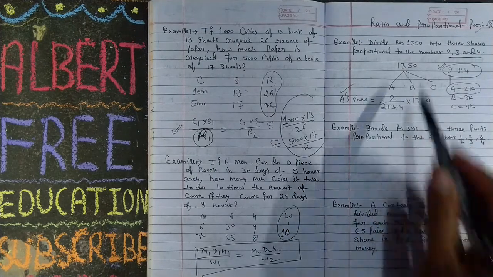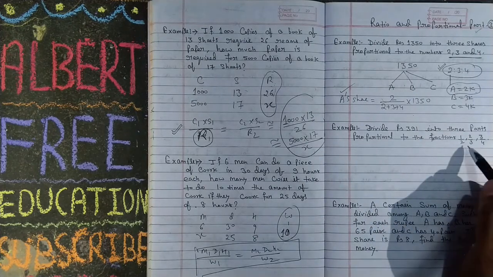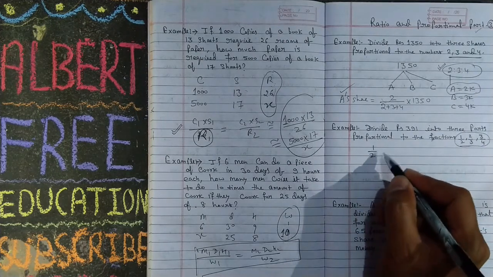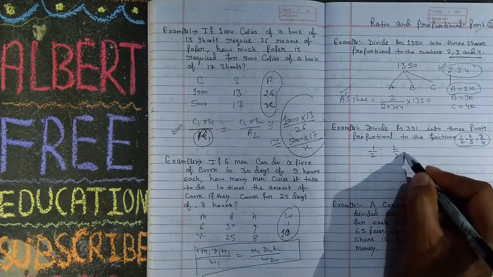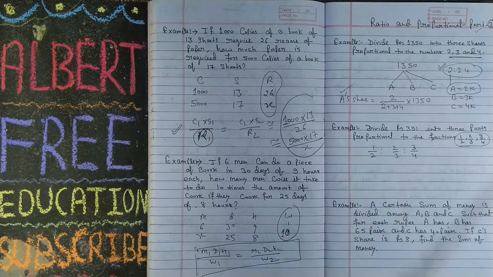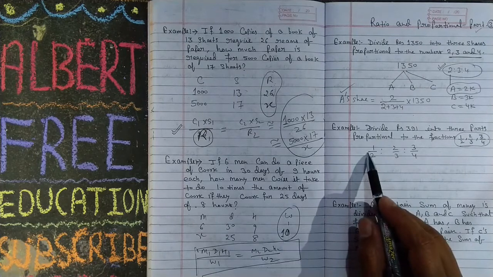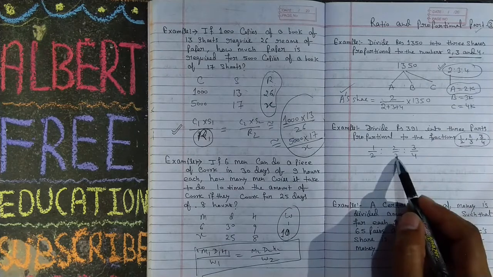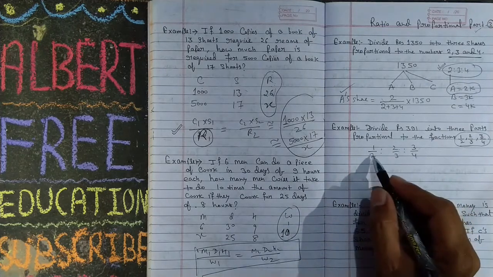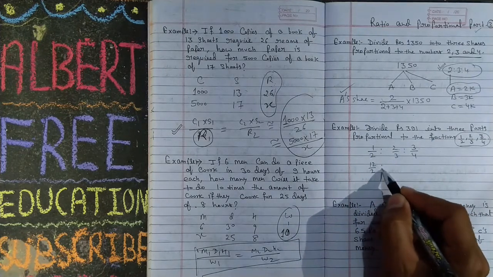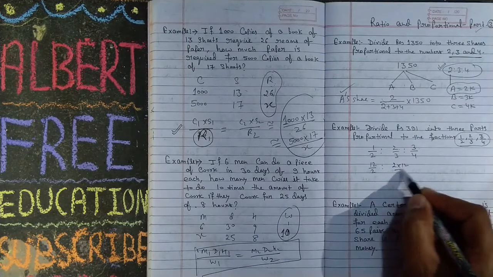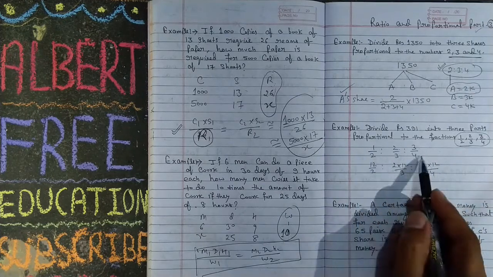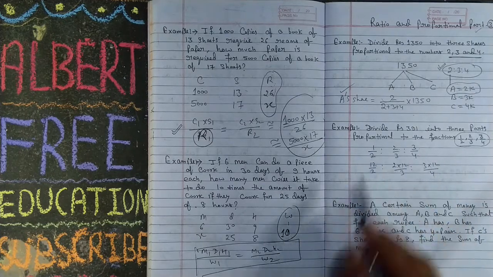Now the second question is also the same, but here he has given the ratio as 1 upon 2, 2 upon 3, 3 upon 4. Already we have discussed that you have to multiply by the LCM of these numbers, which is 12. So multiply 12 into 1 upon 2, 12 into 2 upon 3 and 12 into 3 upon 4.